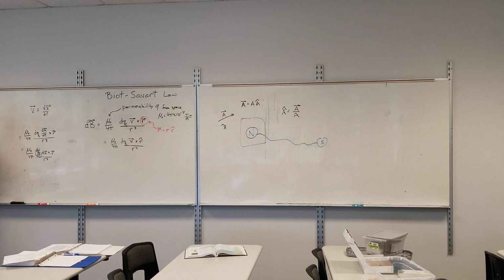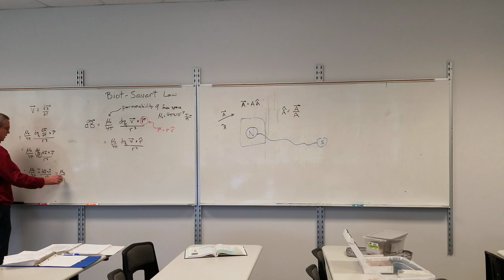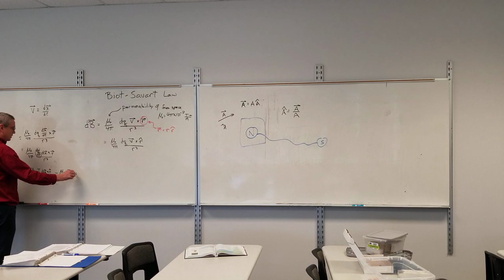And what is dq dt? Current? Yes, that's correct. So that's mu naught over 4 pi times the current dx cross r over r cubed. And that's the third form. In the fourth form, we do pretty much the identical thing to what we did over there. Mu naught over 4 pi I dx cross r hat over r squared.